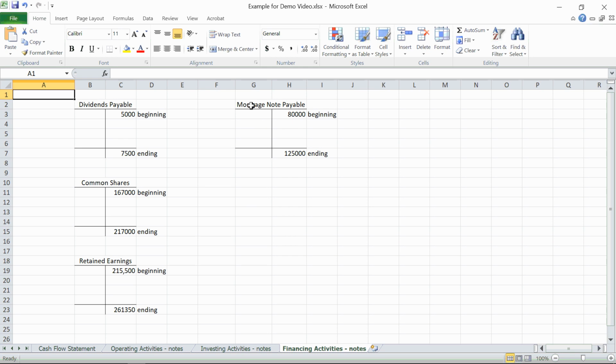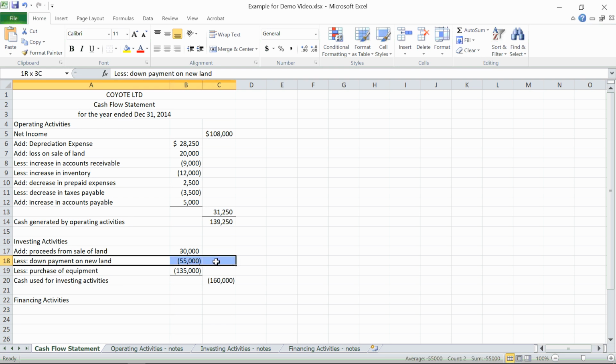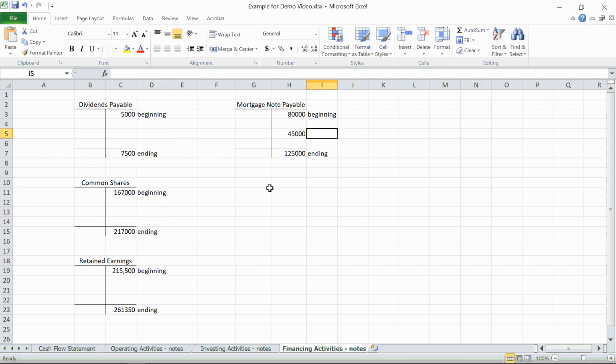I'm going to start with our only long-term liability, which is mortgage note payable. In this case, mortgage note payable increased by $45,000. Now we already knew about that because we were already told, and it had to do with this land, that $100,000 of land was purchased with a $55,000 down payment, and the rest, which $100,000 minus $55,000 is $45,000, was in the form of a mortgage note payable.